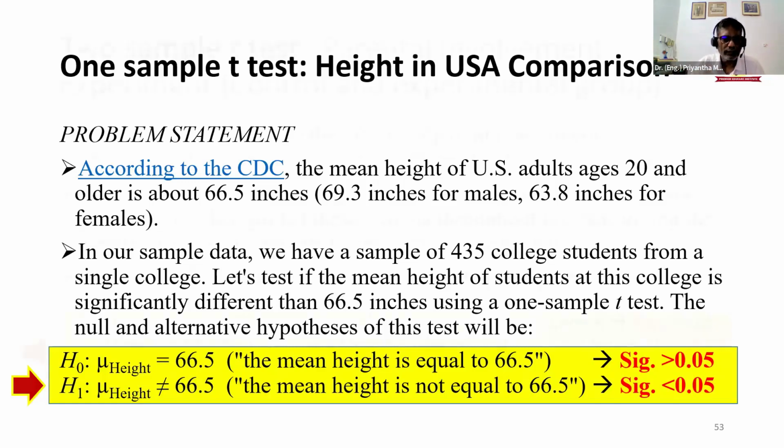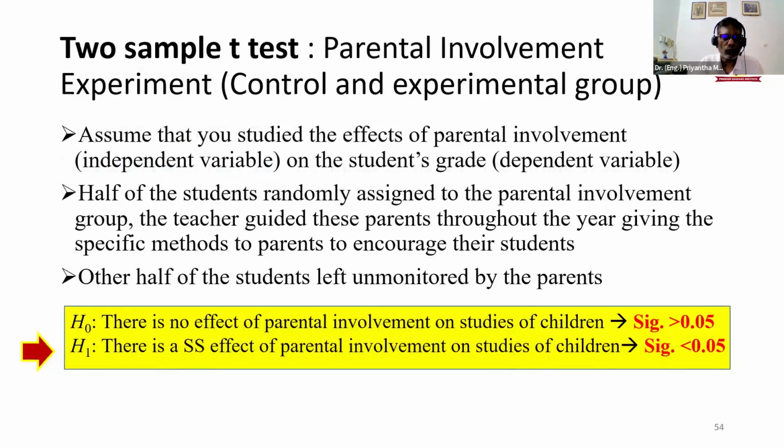The second one is the two sample, or the control group, right? Control and experimental. As I told you before, I think I have given an example here. The principal, the class teacher, wants to do research about the students' performance, monitored by the parents and unmonitored by the parents.